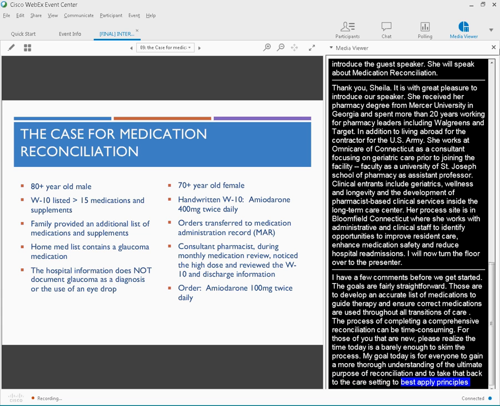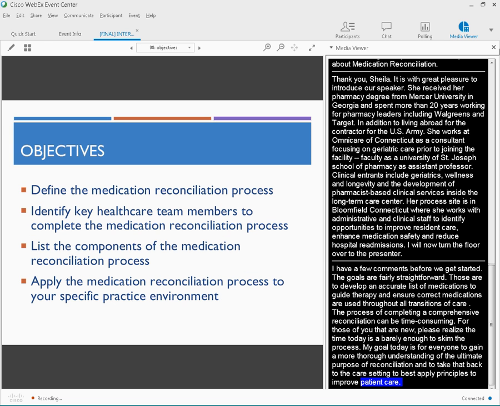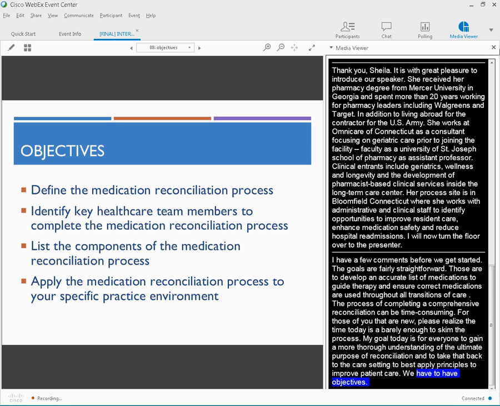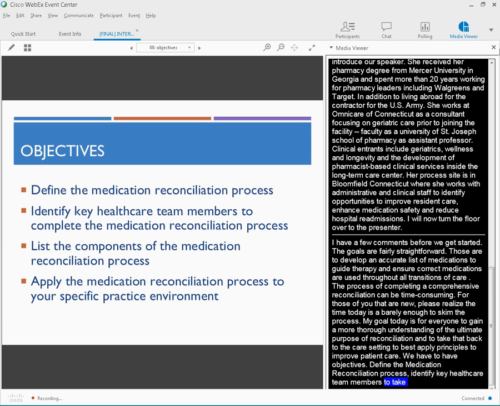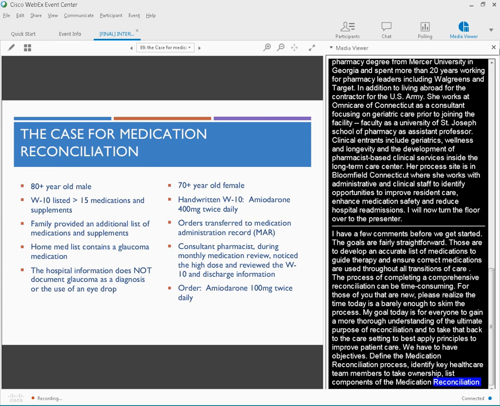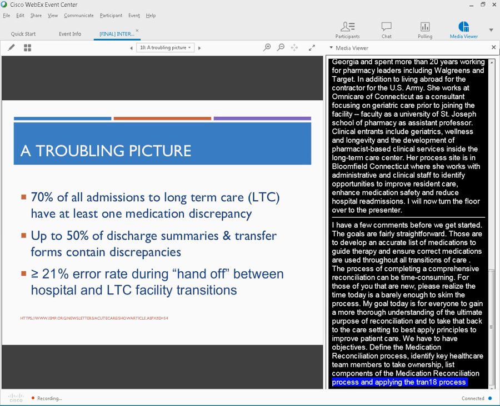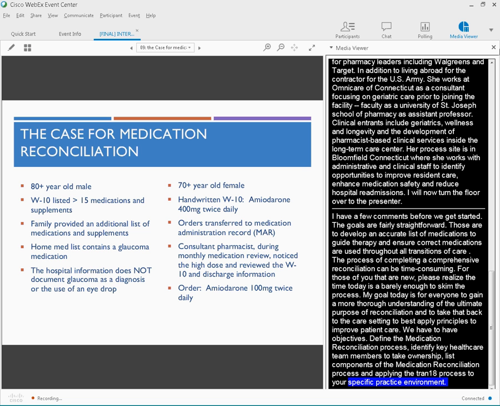Of course, you know we have to have objectives. The objectives for today's presentation: to define the medication reconciliation process, to be able to identify key healthcare team members who will take ownership, in essence, of the process, to list the components of the medication reconciliation process, and then to apply the MedRec process to your specific practice environment. I'm having difficulty over here with screen advancing for some reason.